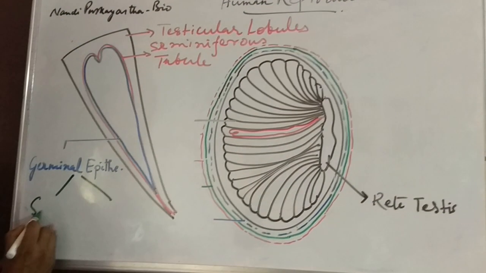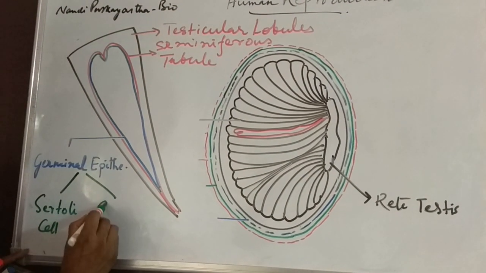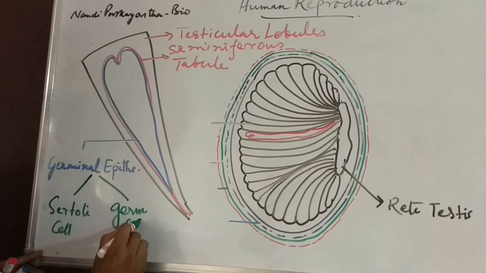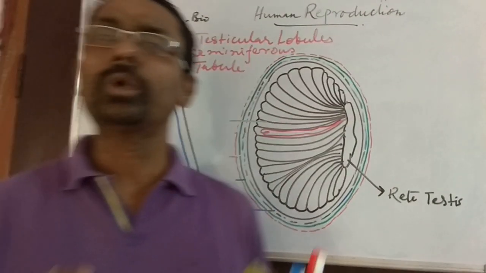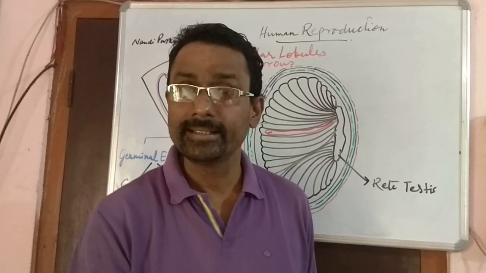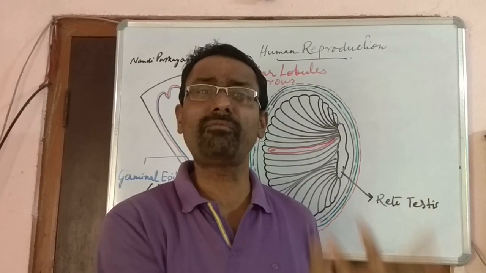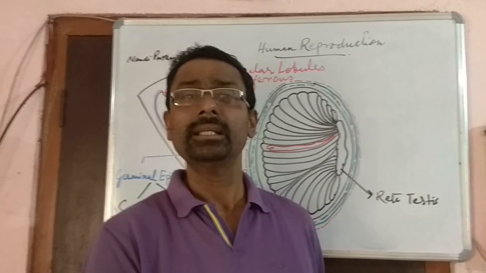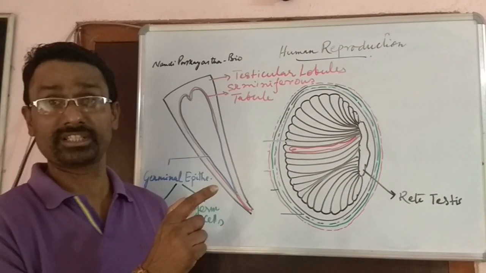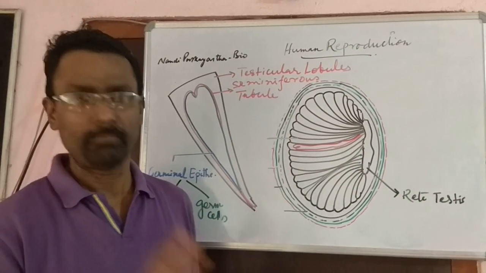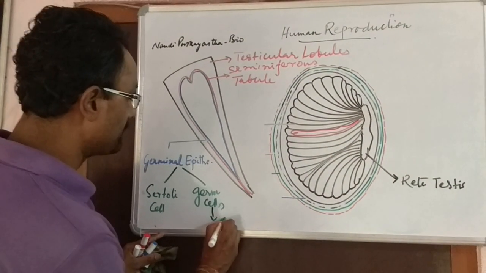This germinal epithelial layer produces two types of cell. One is called Sertoli cell, S-E-R-T-O-L-I, Sertoli cell. The other is called germ cell. Sertoli cells give nourishment to, or nurse, the sperms which are formed. The question comes, from where are the sperms formed? Sperms are formed from the germ cell, and it is a long process called spermatogenesis. But for the time being, keep in mind that the germ cells produce what? Sperms.